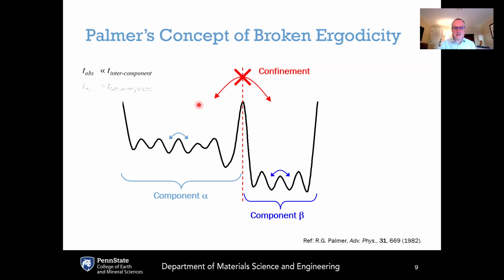Palmer's second condition is called internal ergodicity. This is because the observation timescale is assumed to be much longer than the timescale of the basin transitions within the component. Because of the much lower activation barriers within the component, these transitions can occur rapidly, and therefore you can get a localized equilibration within the component. And this is Palmer's condition of internal ergodicity.